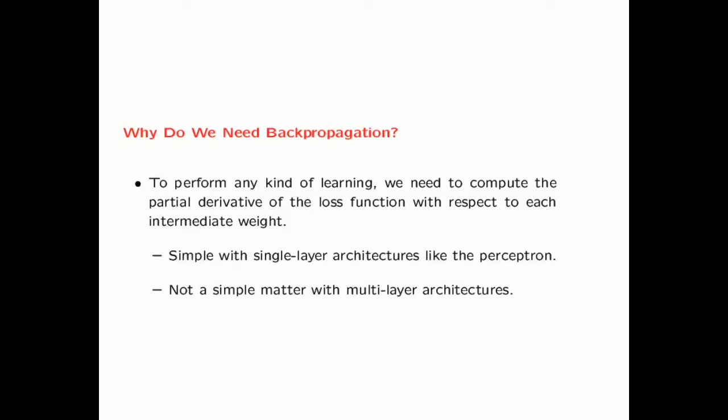So why do we need backpropagation? As we saw in previous lectures, any kind of learning requires you to compute the partial derivative of the loss function with respect to each intermediate weight. It is with the use of these partial derivatives that you can perform gradient descent. A specific example that we showed in previous lectures was the case of the perceptron. In the case of the perceptron, it is a simple matter to perform gradient descent because it is easy to compute the partial derivative of the loss with respect to the weight. However, this is not quite a simple matter with multilayer architectures.